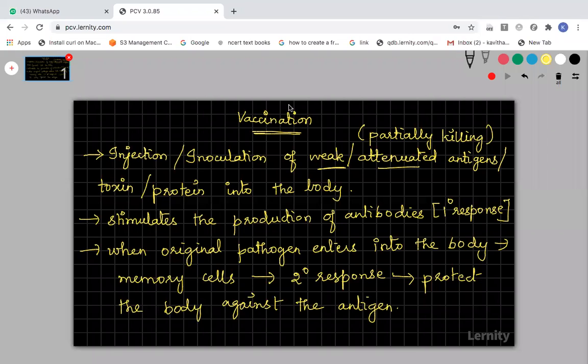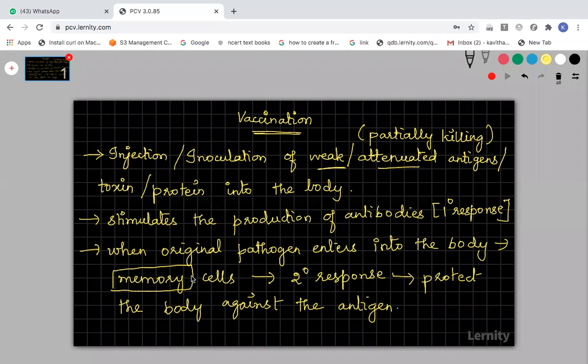So please keep it in your mind, your vaccination principle mainly depends on the concept of memory cells. Only because of the presence of memory cells, vaccines are able to function in our body and protect our body against the antigen. When an antigen enters the body for the first time, your immune response will be very weak. When the antigen enters the second time, your immune response will be very strong.